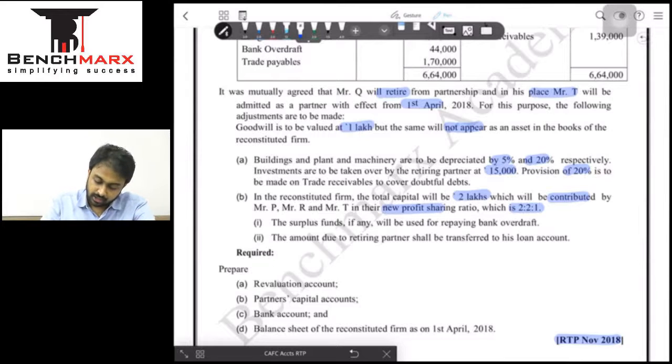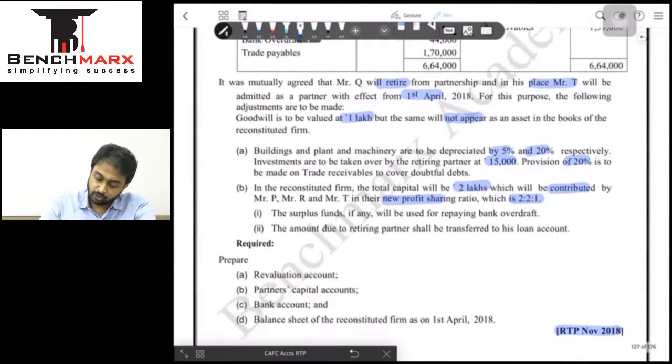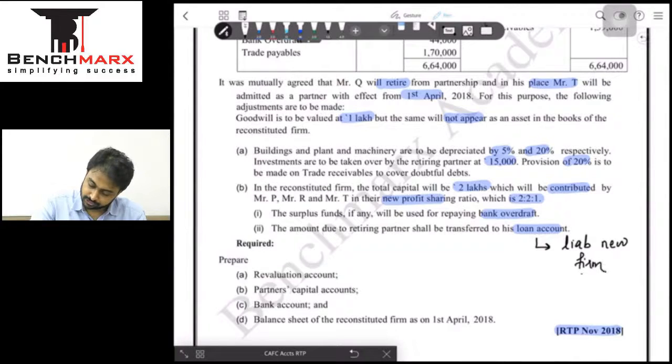Very good. The surplus funds, if any, will be used to repay bank overdraft. So whatever extra funds the partners have, they will pay off the bank OD. Amount due to retiring partner will be transferred to his loan account. So whatever is the due for the outgoing partner, this will be transferred to his loan account. So this loan account will also be a liability in the new firm.